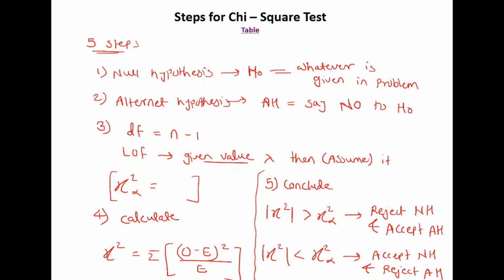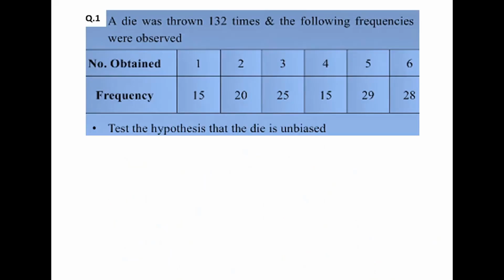Let's solve first question. So here in the question, a die was thrown 132 times and the following frequencies were observed. So table is given, in that number obtained is given in the first row and the frequency is given in the second row. Test the hypothesis that the die is unbiased.